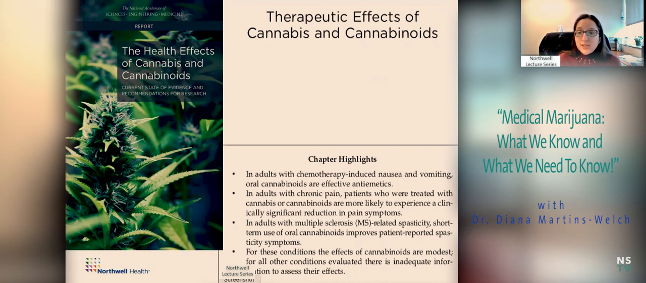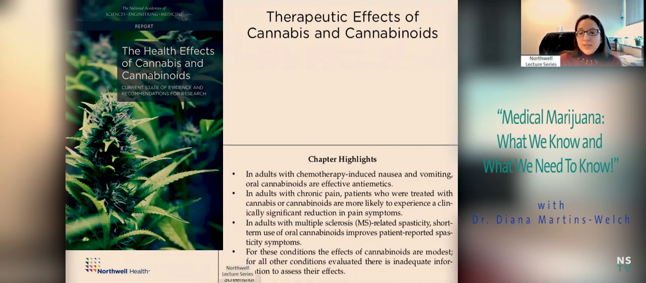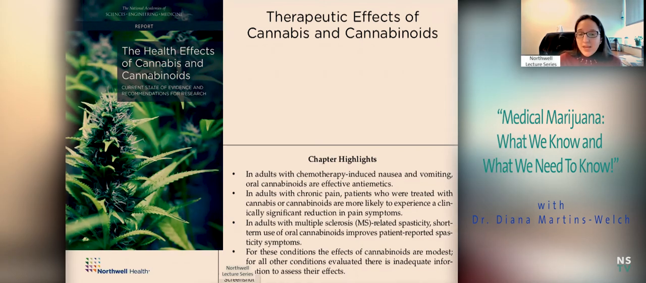Multiple sclerosis is another illness where there is a good amount of research showing how cannabis can help with spasticity and pain. So there is good data supporting that, as well as neuropathy. It's not listed here, but for neuropathy, the numbness and tingling, there's some good data to support cannabis's benefits as well.